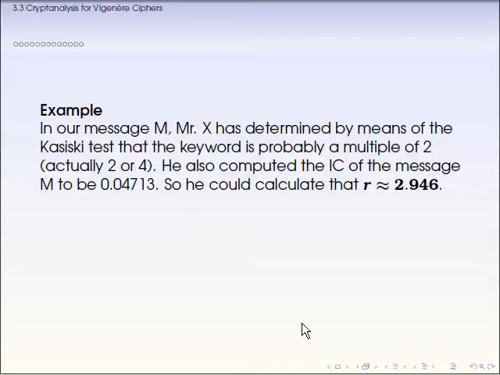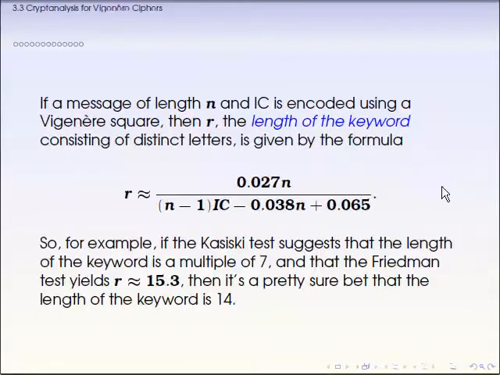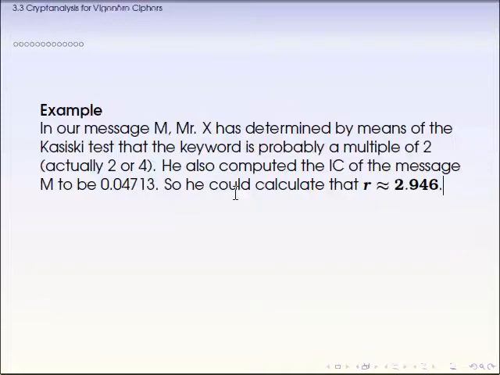Okay, let's think about the ciphertext. We start in this section, and we already calculated that the length of the keyword should be 2 or 4 through the Kasiski test. We also calculated the IC of the message, and that is 0.047. So we can calculate R, which should be 2.946, through this formula in the Friedman test.